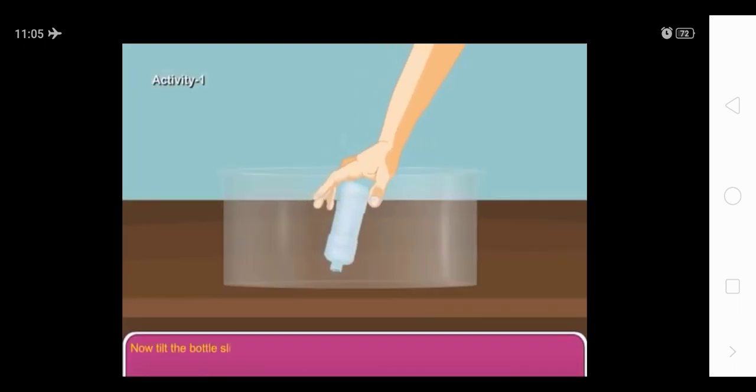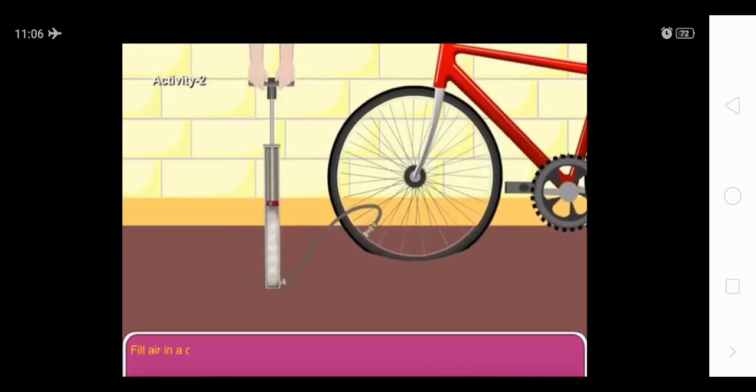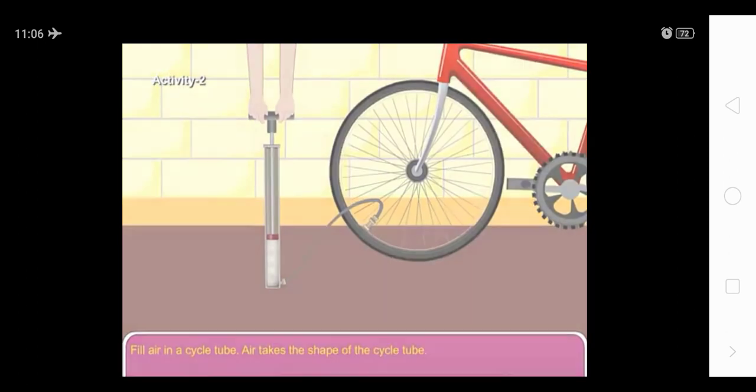Now tilt the bottle slightly, still keeping it inverted. Observe the air bubbles escape out of the bottle and water enters the bottle. The bottle will be completely filled with water when there is no air inside. This activity proves that air occupies space. Activity 2. Air does not have a definite shape. Let us prove it. Fill air in a cycle tube. Air takes the shape of the cycle tube.